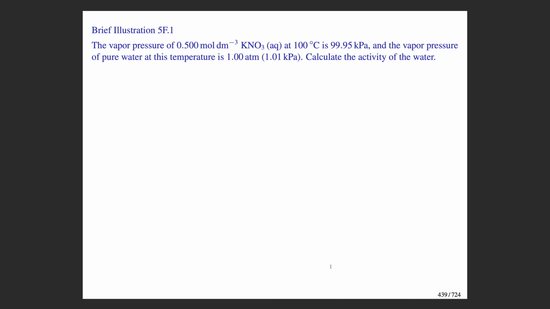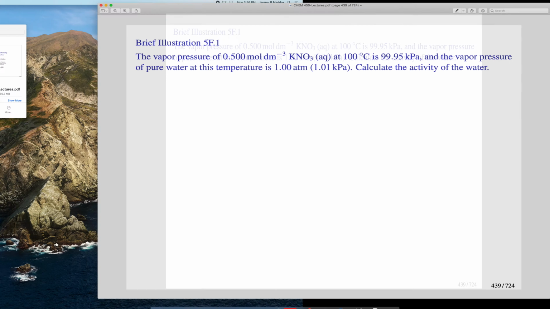And so here in this problem, they're just having you calculate the activity for a set of experimental conditions. So we're looking at a potassium nitrate solution. It's got a concentration of 0.5 moles per liter. Temperature is 100 degrees Celsius. And the vapor pressure of the solution is 99.95 kilopascals. And at this same temperature, the vapor pressure of water, I have a slight error here.